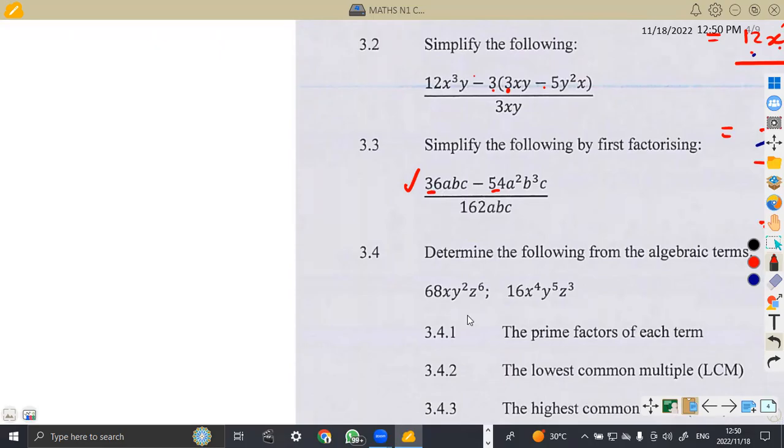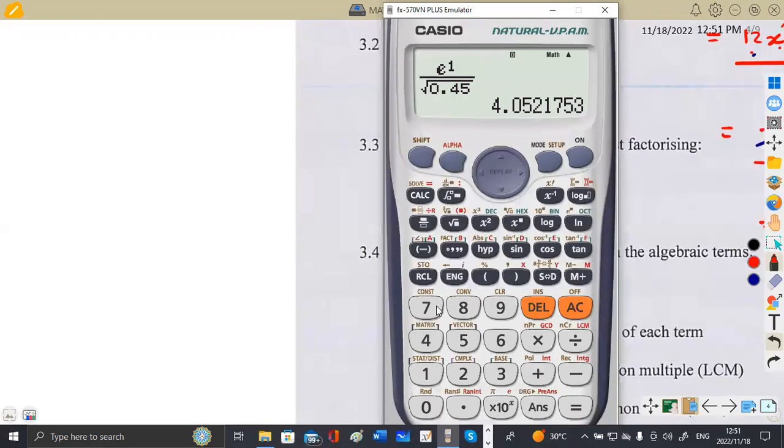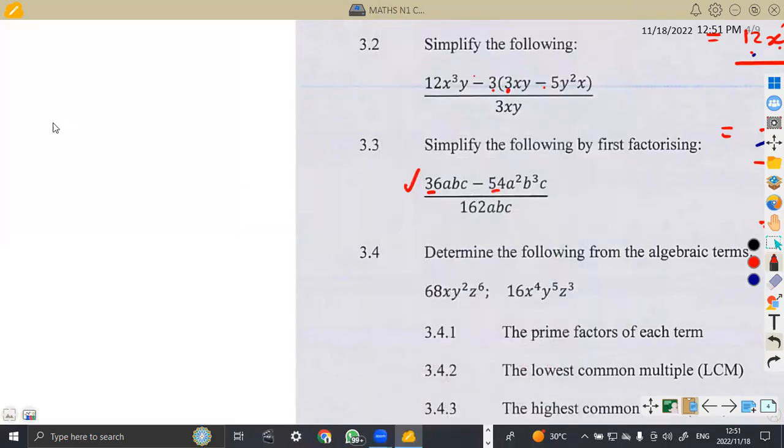So it's a matter of trying the numbers 54 and 36. We try which one exactly we can use. Let's see, we've got 54 here. Divide by 18. Is it possible? Yes, 18. Then 36 here. Divide by 18, that's a 2. Which means 18 is the highest common factor that we can factor out. So we can factor out 18ABC.